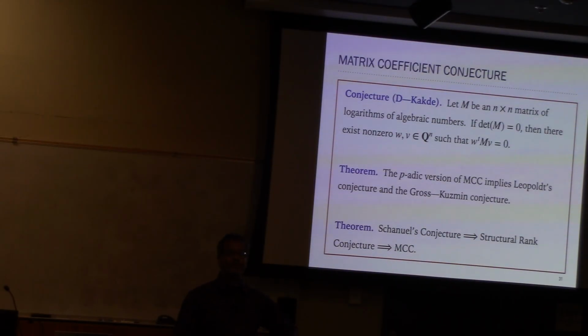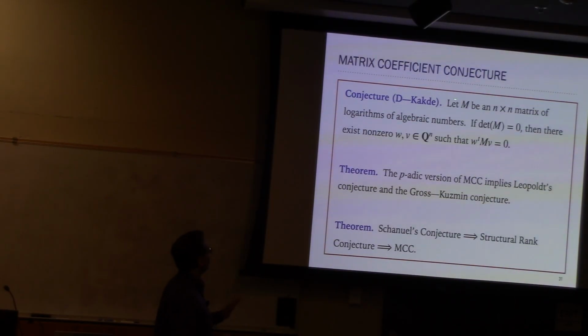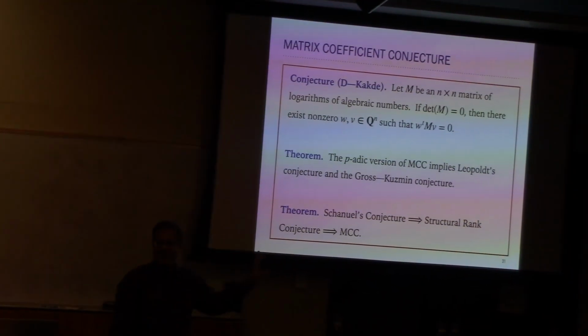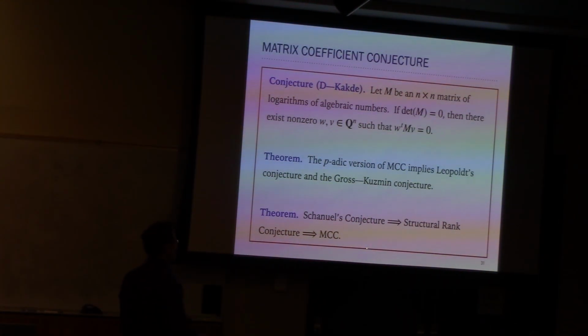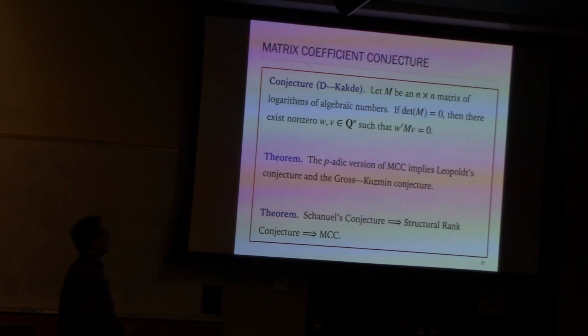But Schanuel's conjecture is really, really hard. This is the uber conjecture in transcendence theory. Nobody has any idea how to even make progress. Whereas this is, I mean, it's still deep, but it's a very easy to say conjecture just about matrices and the existence of vectors. It seems like much lighter, okay? For example, I don't know how to prove any of the reverse implications of this. So I think it's weaker.